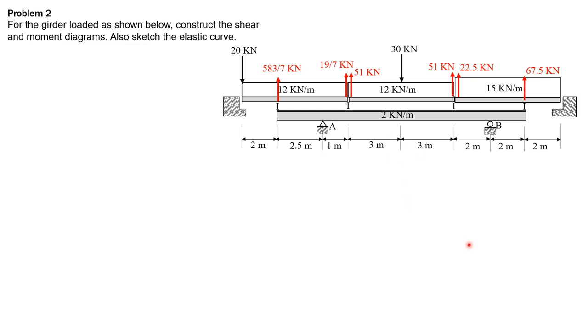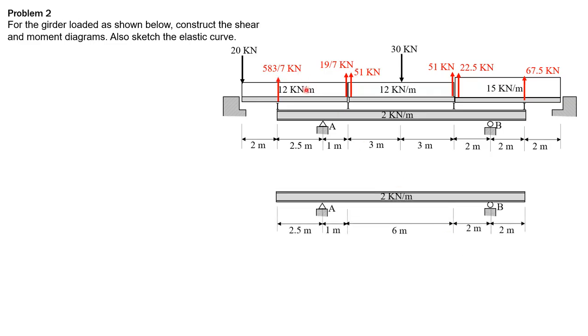So that's it. Then we draw another diagram. Let's just concentrate on the girder, and we transmit these red reactions. So first at this end here, 583 over 7 downward. Then we have 19 over 7 plus 51 equals 376 over 7 downward. Then here we have 51 plus 22.5 is 73.5 downward. And lastly, we have 67.5 downward. So this is now the girder, and we can now analyze this.